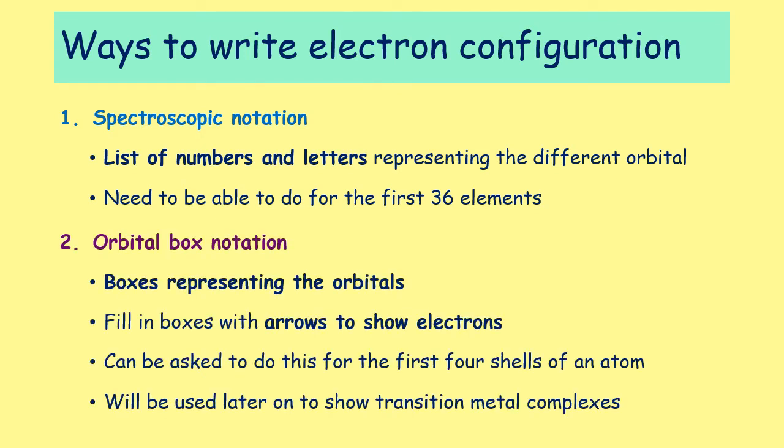The second type is more of a diagrammatic representation known as orbital box notation. And what it literally is, you have a box for each orbital and you then put the electrons as arrows within those boxes. And because we're using arrows to show the electrons, you're going to need to pay attention to what direction the arrows are pointing to represent the electrons having opposing spins, or opposite spins, when they're in the same orbital.